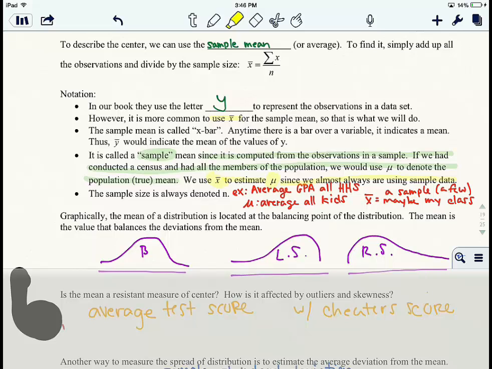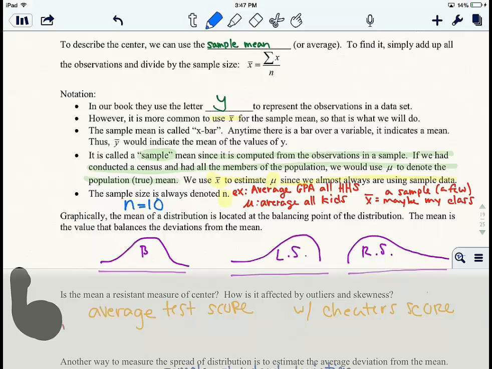So if we were trying to estimate something about people that live in Murray, i.e. their average water cost, it would be really hard to find out all of their information, but much easier just to take a sample of a few neighborhoods. Okay, and again, sample size is always denoted n. n equals the number of samples or people. So n equals 10, we sampled 10 homes.